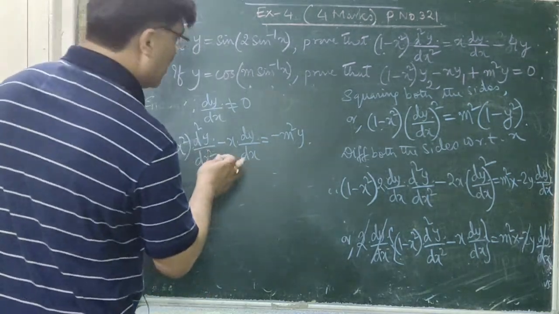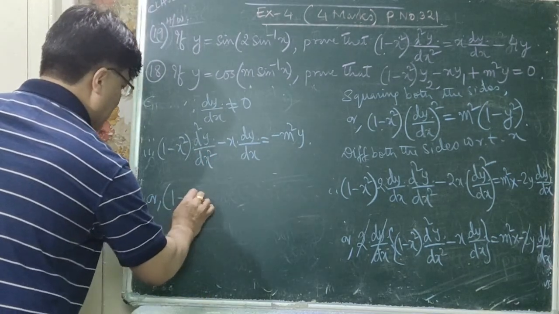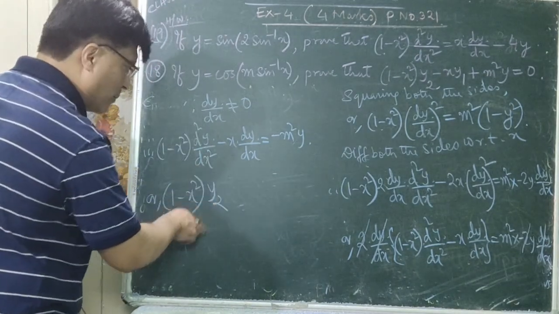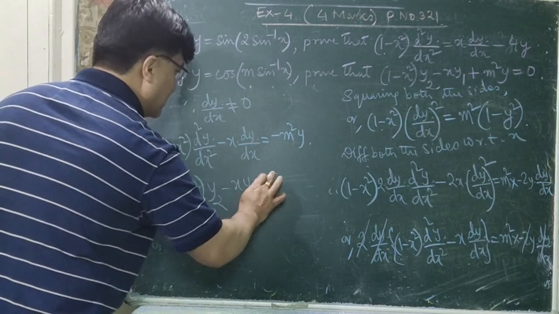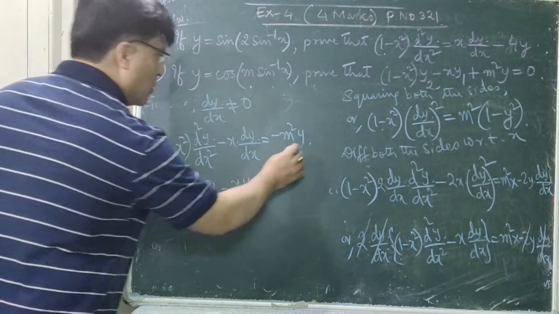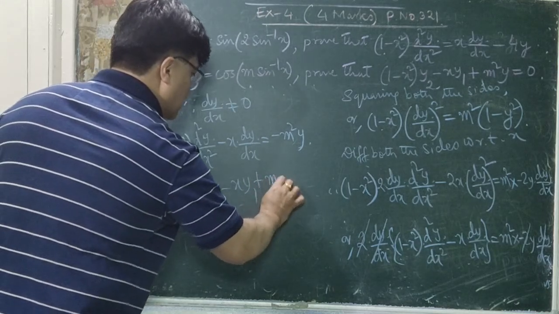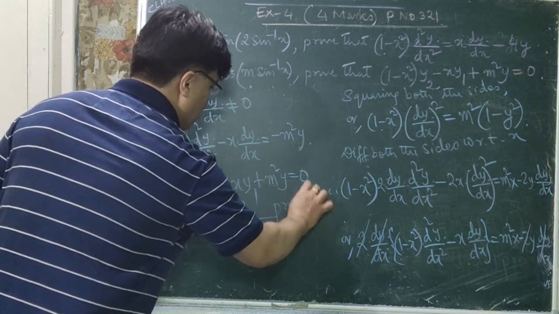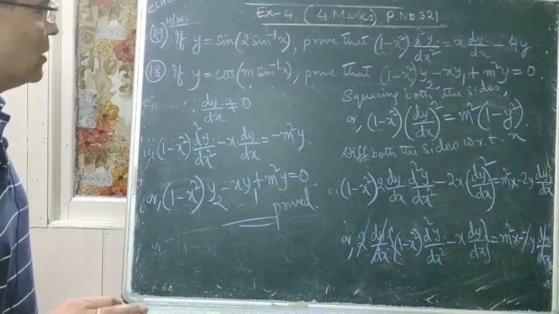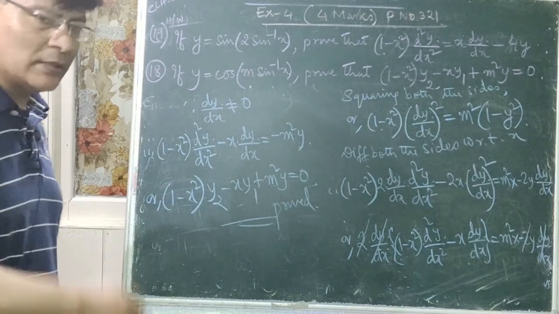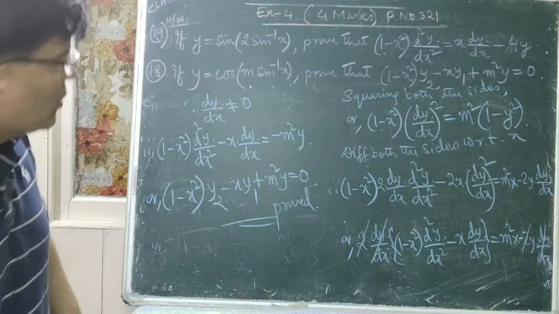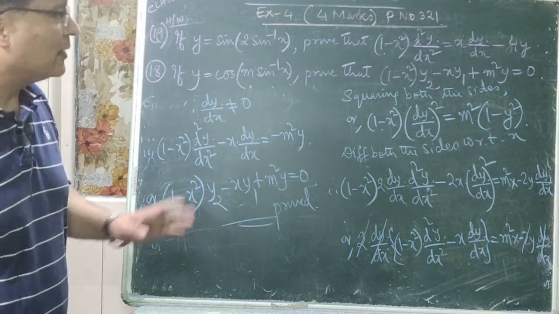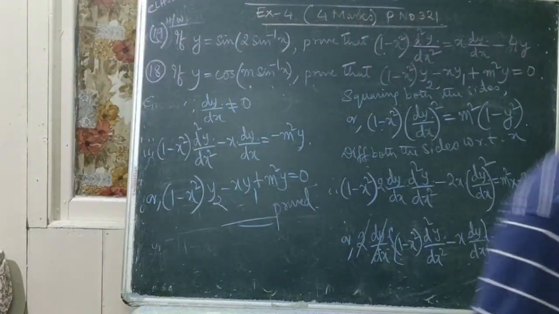So now you can replace d2y by dx square by y2. So it is (1 minus x square) y2 minus x y1, then minus becomes plus on the left hand side, so it is plus m square y is equal to 0. So it is proved. I think you have understood it, so you can copy it. This is a very, very important question, so you can use any of these two methods for question number 19. Okay, now we'll do the next question.